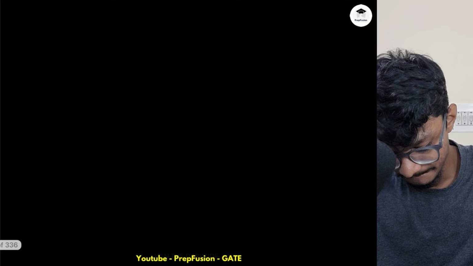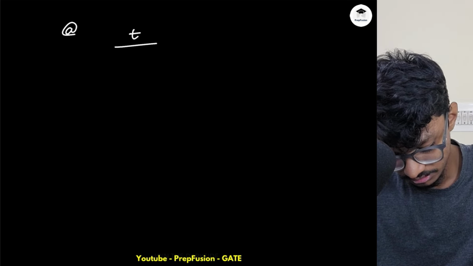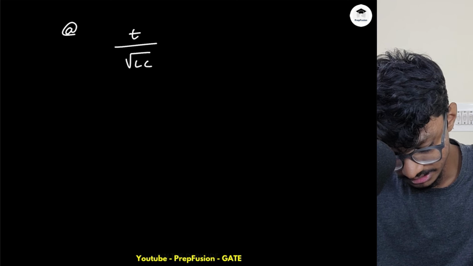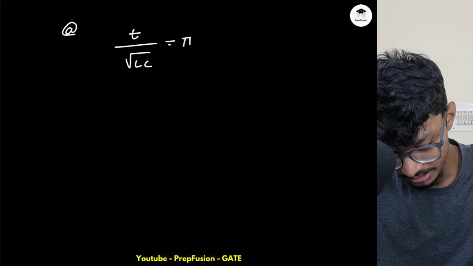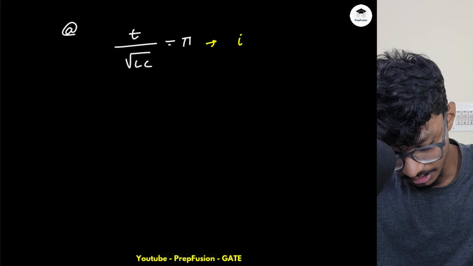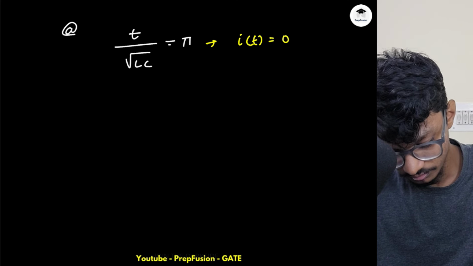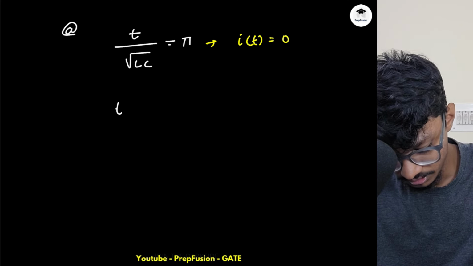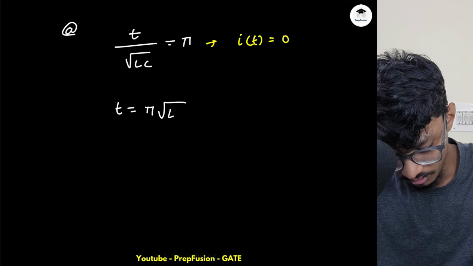So at t by under root LC equals pi, the i of t will be 0. Okay, so this is t equals pi under root LC.